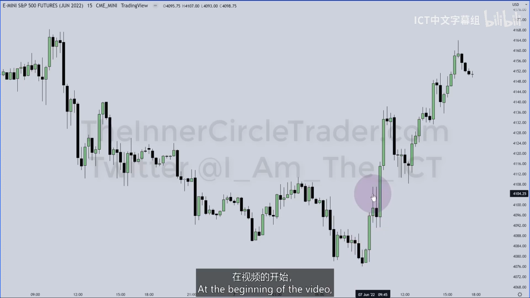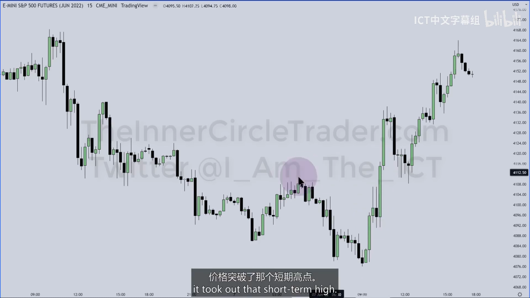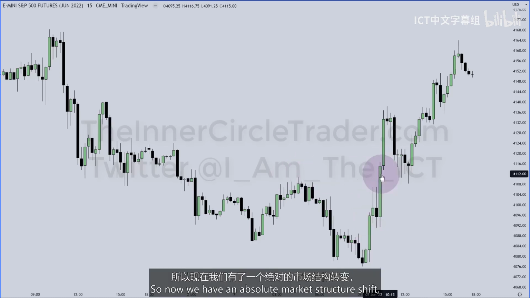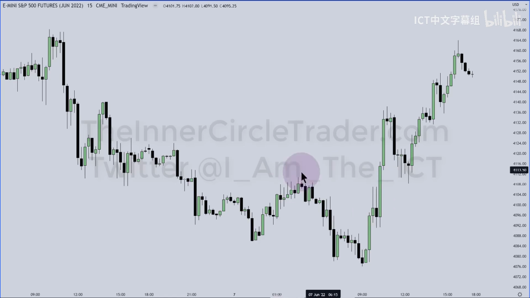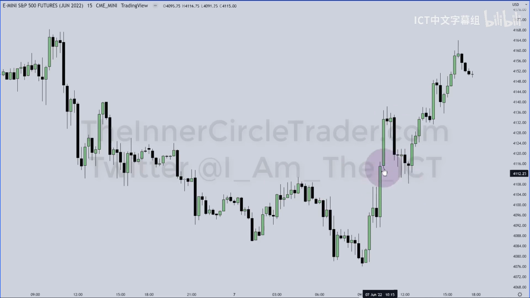And what fair value gap is that? At the beginning of the video, I showed you on the daily chart. Here, it took out that short-term high, so now we have an absolute market structure shift. Bullish with this swing high, and the market comes back down in here and rebalances this fair value gap.